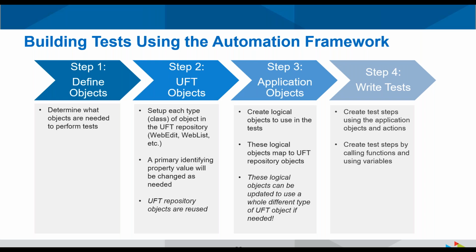Then once we've got a UFT repository object, basically a generic object that we reuse, we will then create our application objects that will map to it. And those application objects, again, are going to be the page object and type that a person would understand by looking at the screen itself. And we use those to plug into our test steps and apply actions to them, as well as call functions as we need.